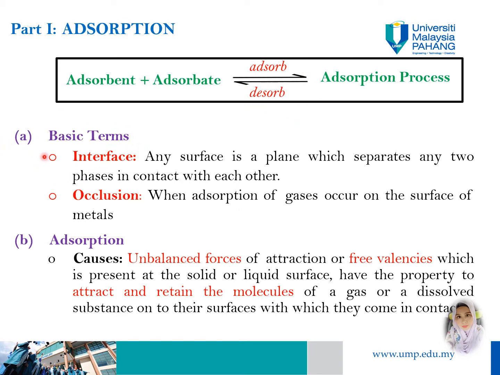Basic terms that we will use in this chapter, which is interface, defined as any surface or plane which separates any two phases in contact with each other. While occlusion is when the absorption of a gas occurs on the surface of a metal. Adsorption is caused due to the unbalanced force of attraction of free valence, which is present at the solid or liquid surface, which have the property to attract and retain the molecules of the gas or dissolved substance on their surface with which they come into contact.